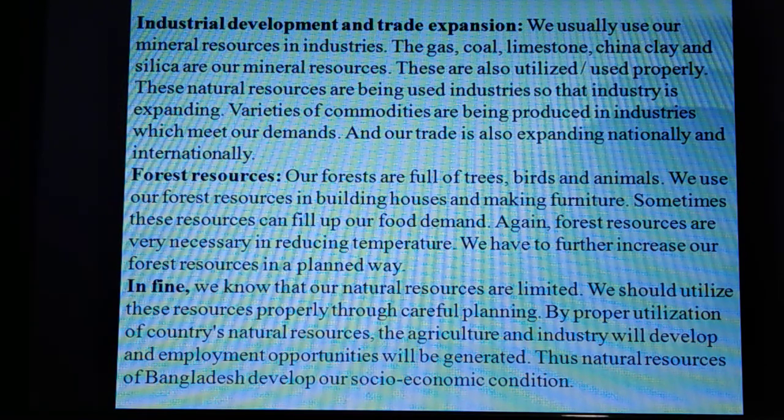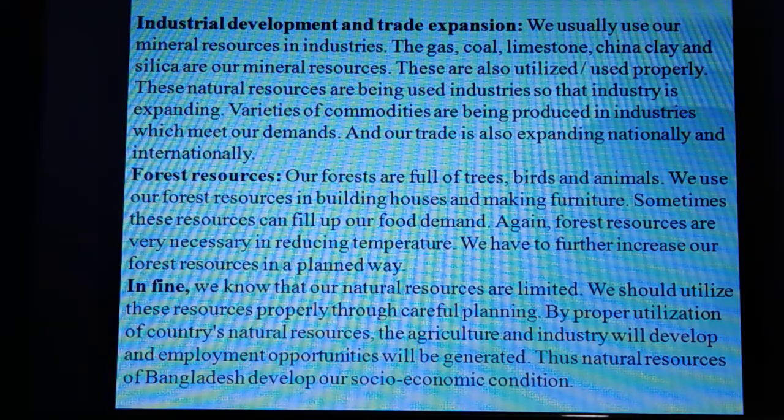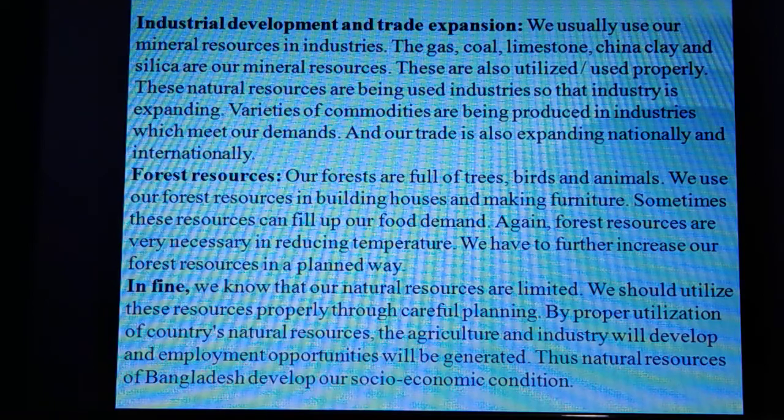Varieties of commodities are being produced in industries which meet our demands. And our trade is also expanding nationally and internationally. Dear students, we are using our valuable mineral resources in the development of industry, and they are also playing a role in the expansion of trade.